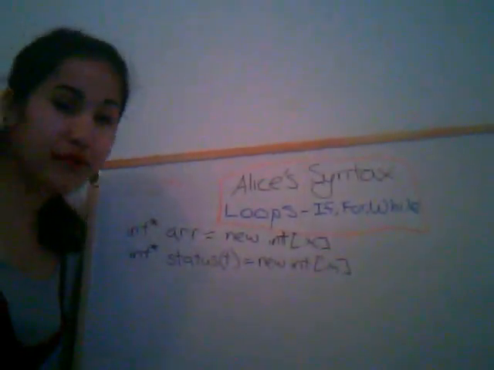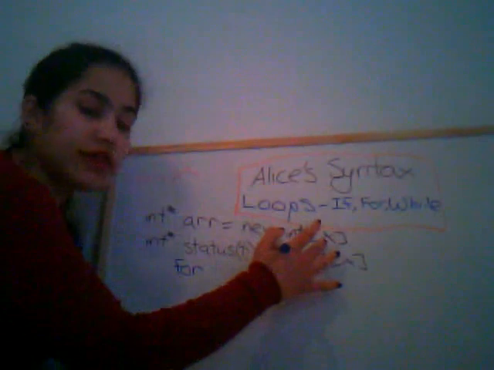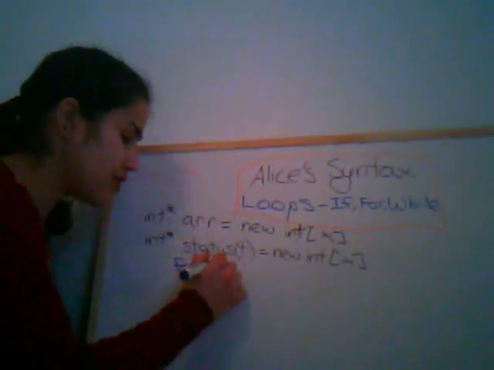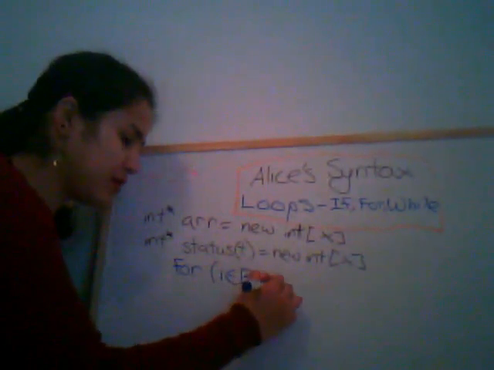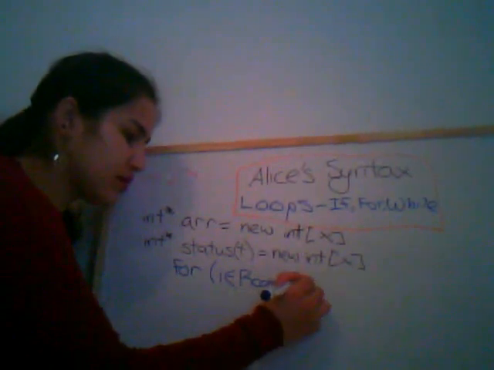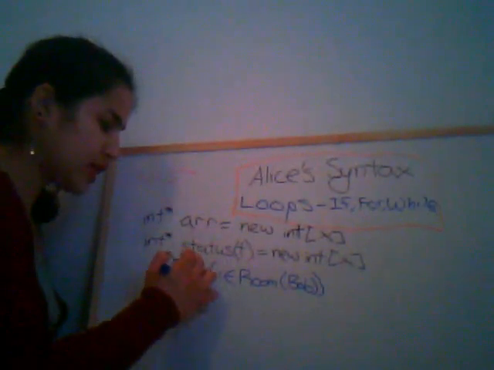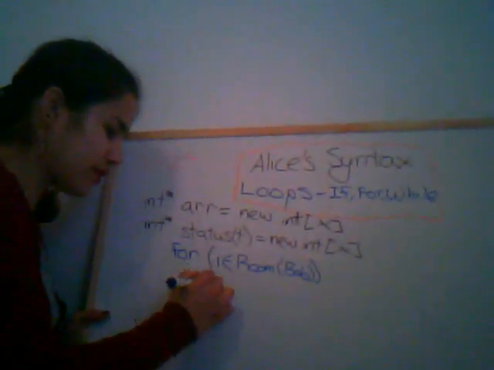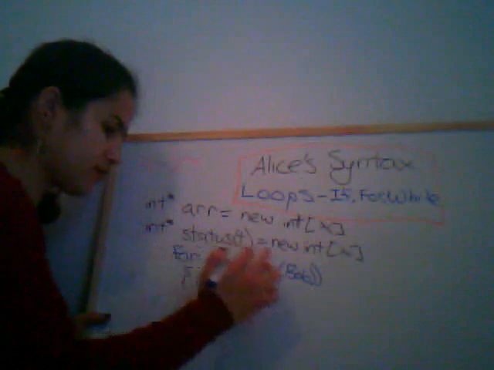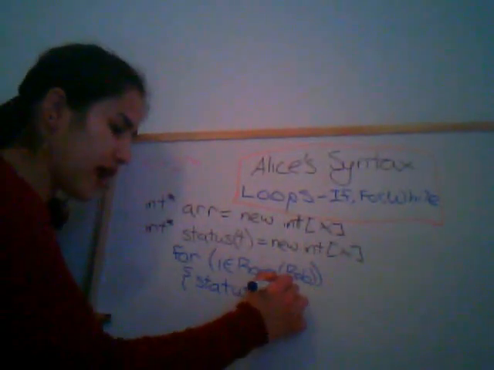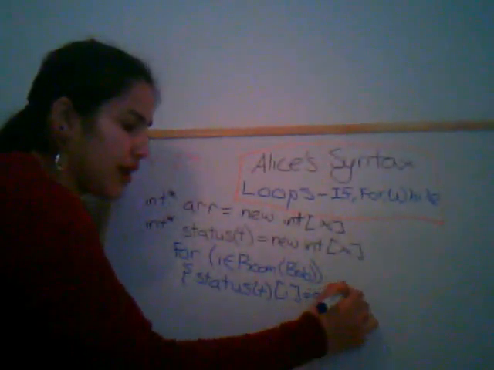So now Alice will require Bob to do the following. For, and all these aleph items are stuff in Bob's room. For i in room Bob, let's say it like this, room that belongs to Bob. How will we change status? We'll change status to do the following. We'll say that status t at the i place, we'll make this equal to our array r at the i place.